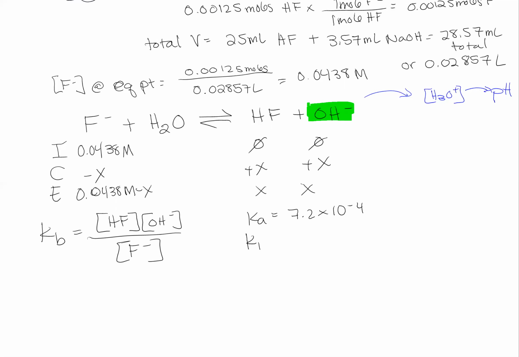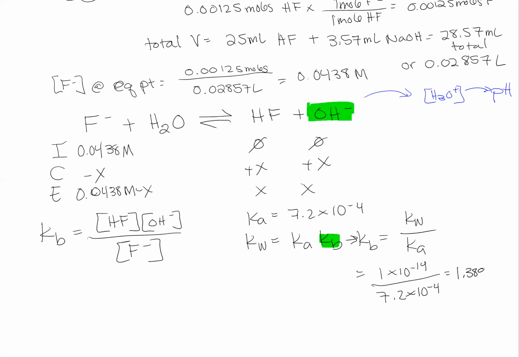So I can use my Kw equals Ka times Kb expression to solve for the Kb that I need. So that Kb value is going to be equal to my Kw divided by Ka. So this will be 1 times 10 to the negative 14th, all divided by that 7.2 times 10 to the negative 4th, which will give me a value of 1.389 times 10 to the negative 11.